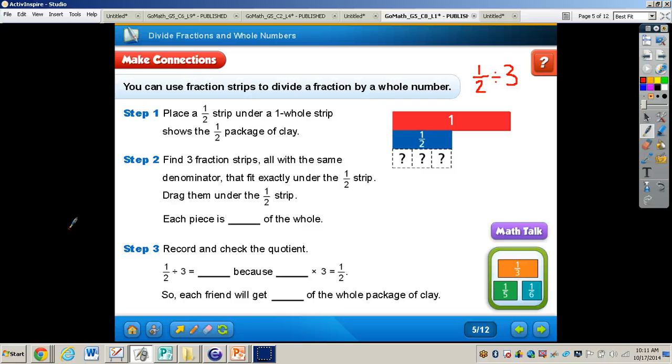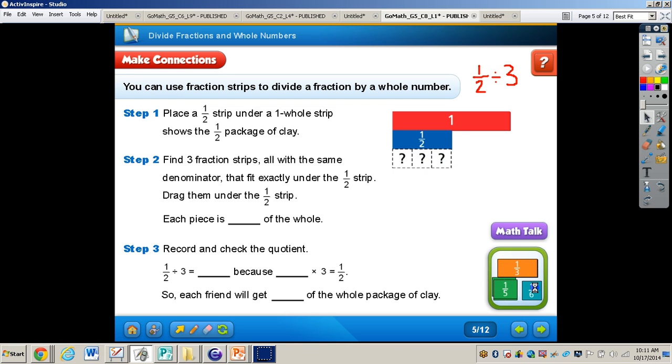Okay, now the next thing that we need to do, we need to find 3 fraction strips, all with the same denominator, that fit exactly under the 1/2. So what we will do, we'll start with our third, for example. You can see that 3 will not fit underneath there. And we'll go to the 5th. There's 1. There's 2. That's not going to work.